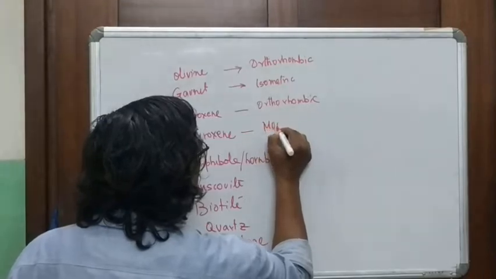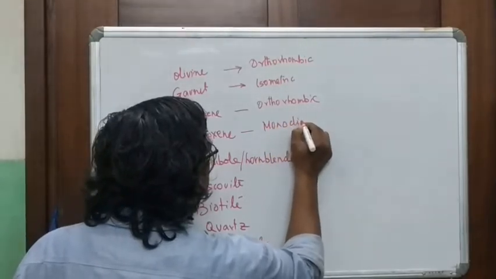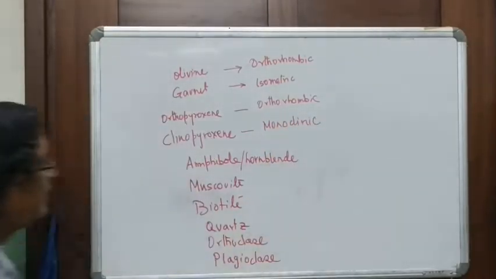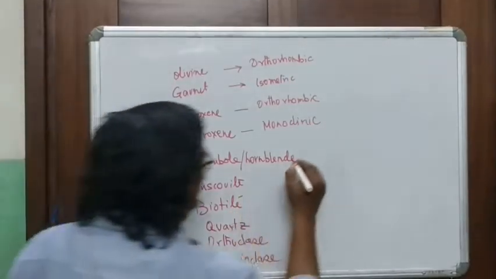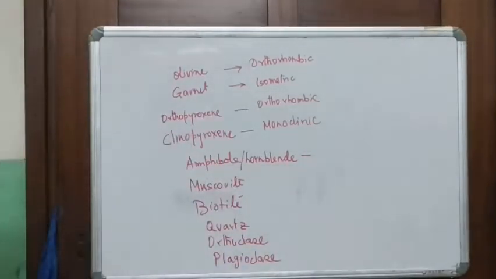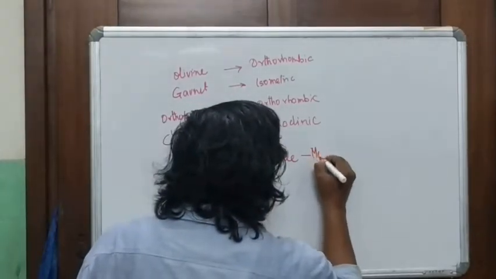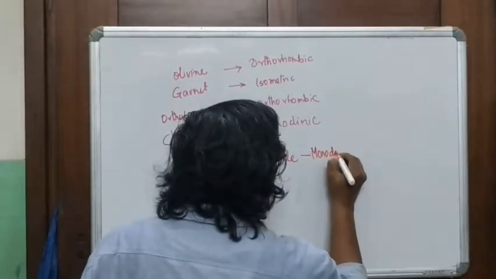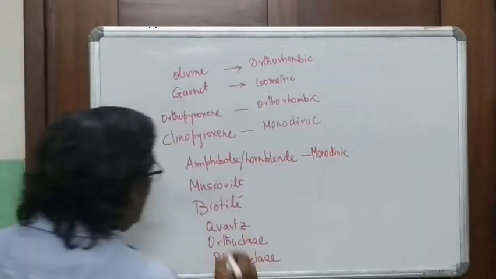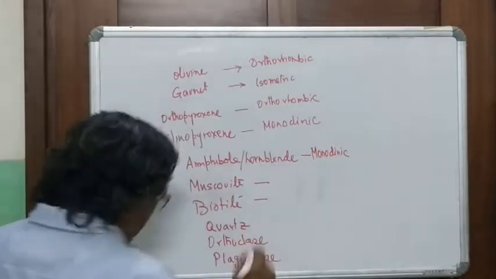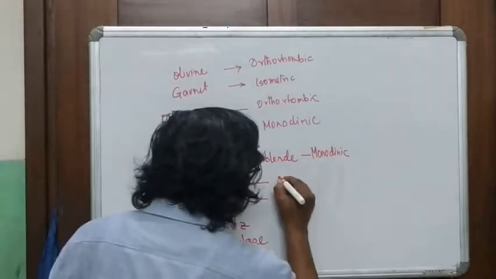Clinopyroxene is in the monoclinic system. Amphibole and hornblende, this is also in the monoclinic system. Muscovite and biotite, these are also in the monoclinic system.